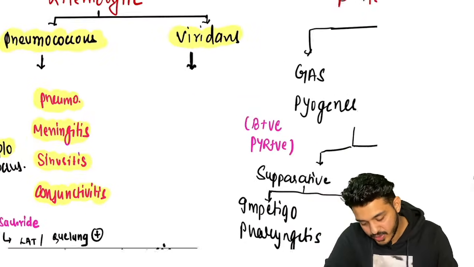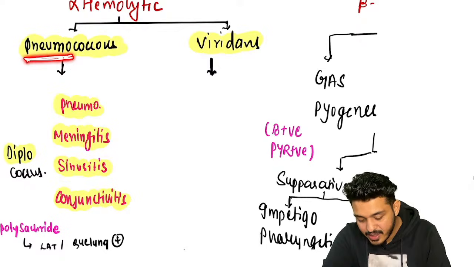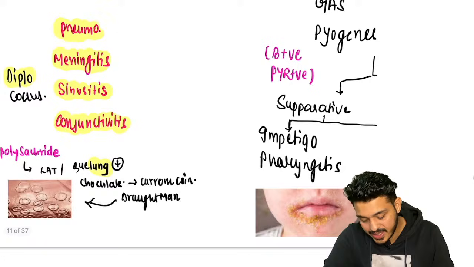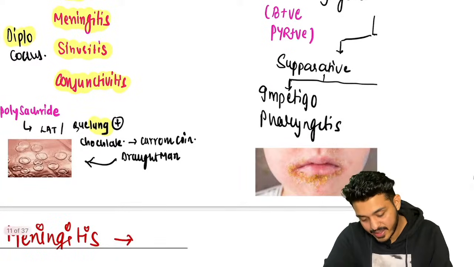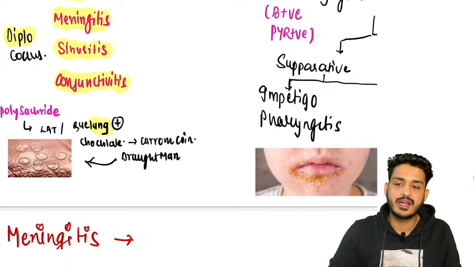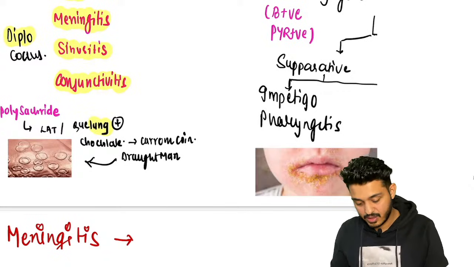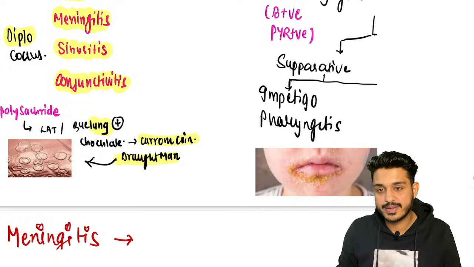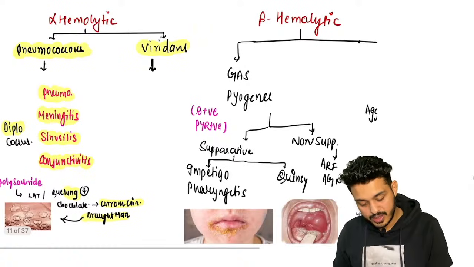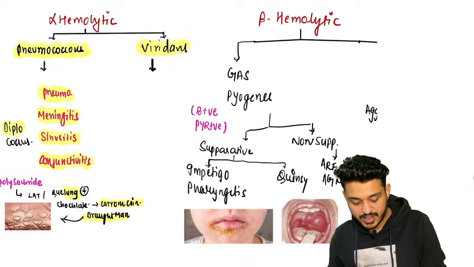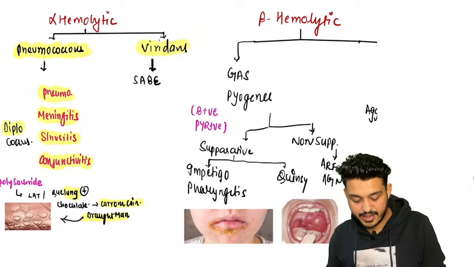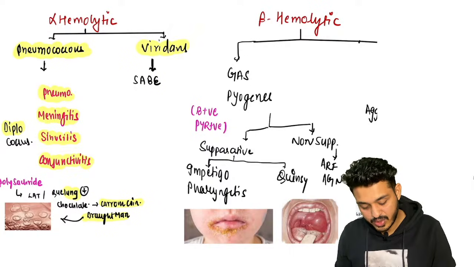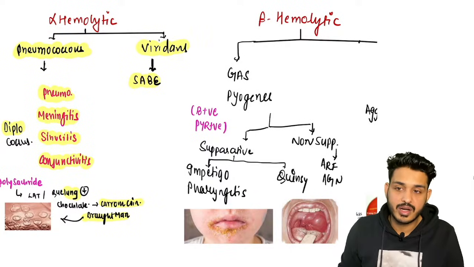What is the test you are going to do? Pneumo is a capsulated bacteria, and the test you are going to do is the Quellung reaction. And on chocolate agar, which means reheated blood, you are going to get a carrom coin appearance or Trotman-like colonies. This is going to be the pneumo. Viridans is going to cause what? Subacute bacterial endocarditis. After a dental infection or dental surgery, this patient can have subacute bacterial endocarditis.